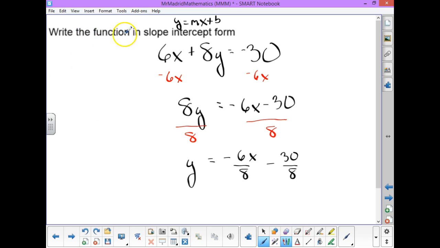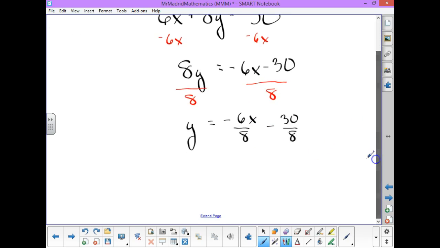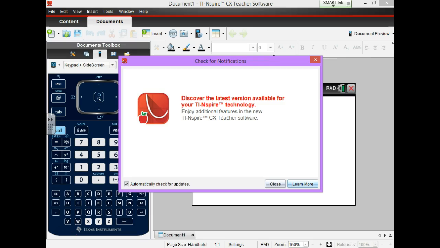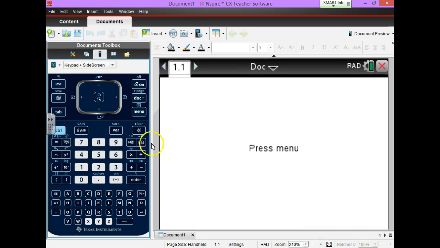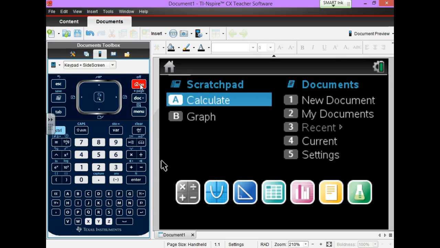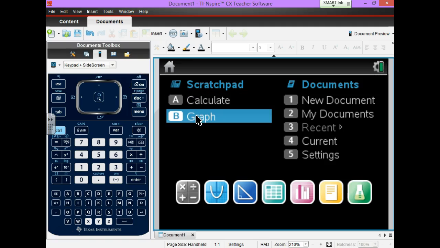And write the slope and intercept form. Okay, the one thing that's missing here is to graph it. So let's go ahead and review that. Alright, that should be pretty simple. Let's go ahead and go home. We're going to graph.